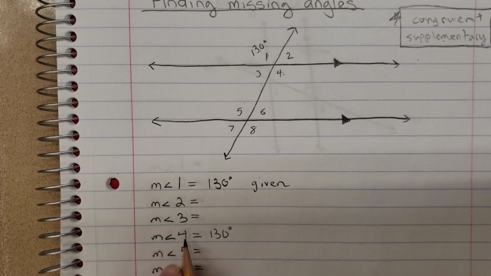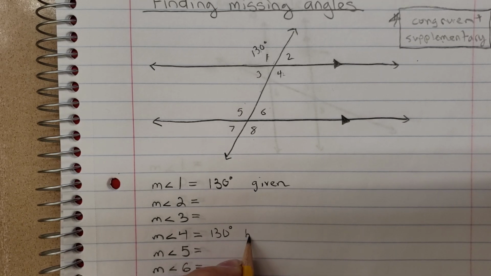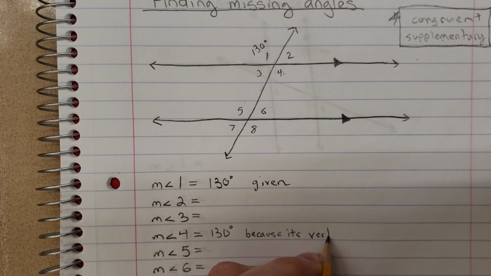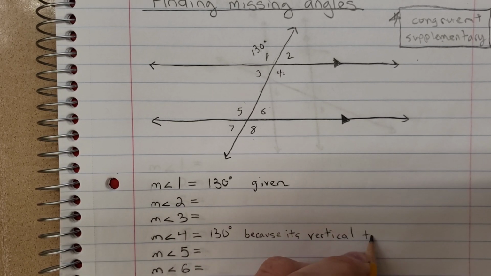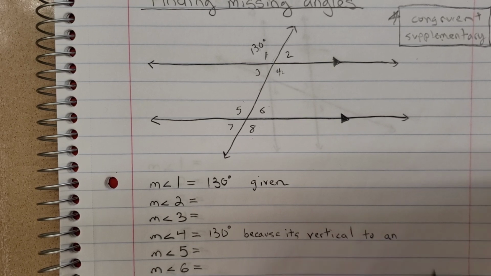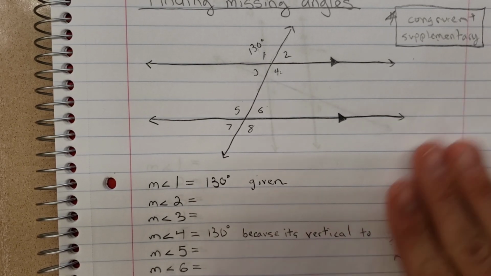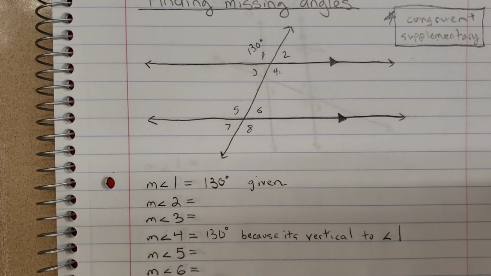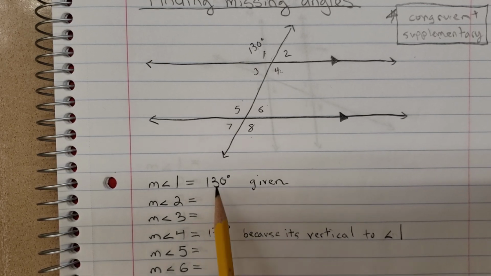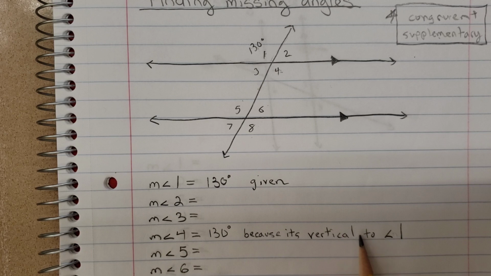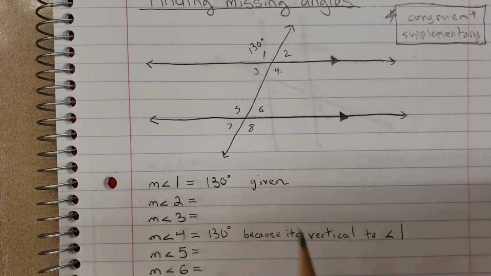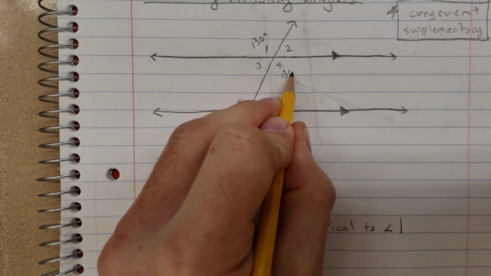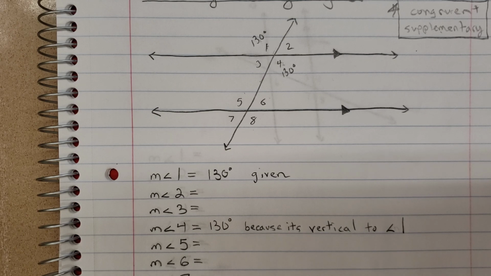The measurement of angle 4 is 130 degrees because it's vertical to... let's not use the long way to write angle, let's use the abbreviated. It's vertical to angle 1. That's just our little reasoning there. This was given, and we can know this because of its relationship to the known angle. Now let's write it in as we go. We got 130 there.